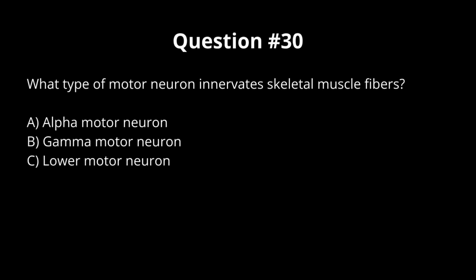Question number 30. What type of motor neuron innervates skeletal muscle fibers? A. Alpha motor neuron. B. Gamma motor neuron. C. Lower motor neuron. The correct answer is C. Lower motor neurons, specifically alpha motor neurons, connect the spinal cord to skeletal muscle fibers. They are the final pathway for voluntary movement.